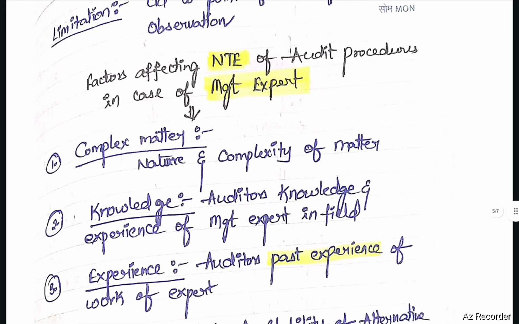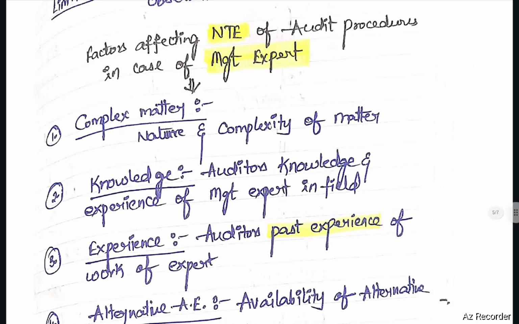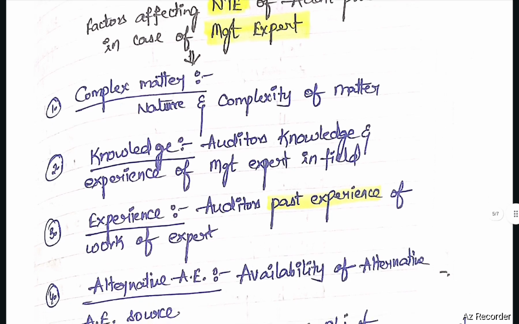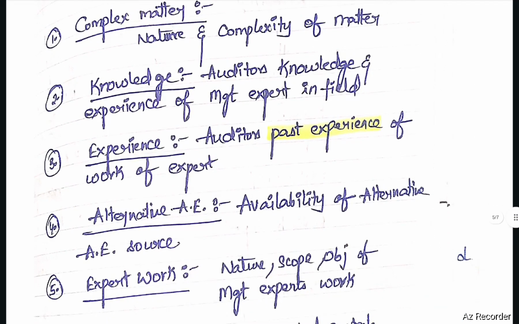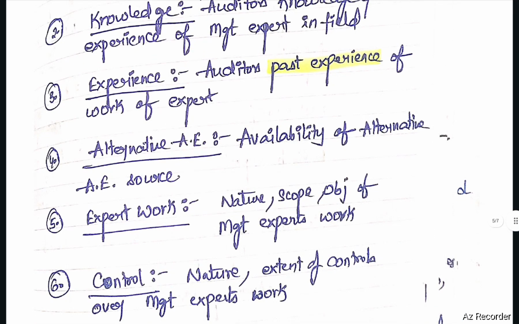Factors affecting nature, timing, extent of audit procedures in case of management expert. First one, complex matter: nature and complexity of the matter. Knowledge: auditor's knowledge and experience of the management expert in the field. Experience: auditor's past experience of work of expert.